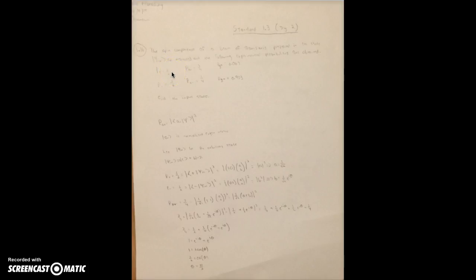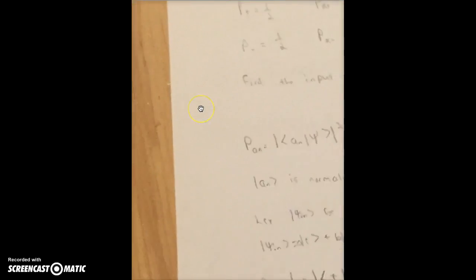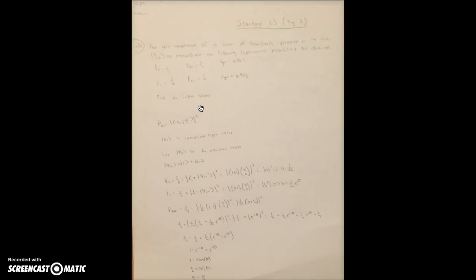Let's see if I can zoom in a little bit for you. Too much. There we go, that's better. Alright, so we see these are the probabilities that are obtained, and we're asked to determine this input state up here.